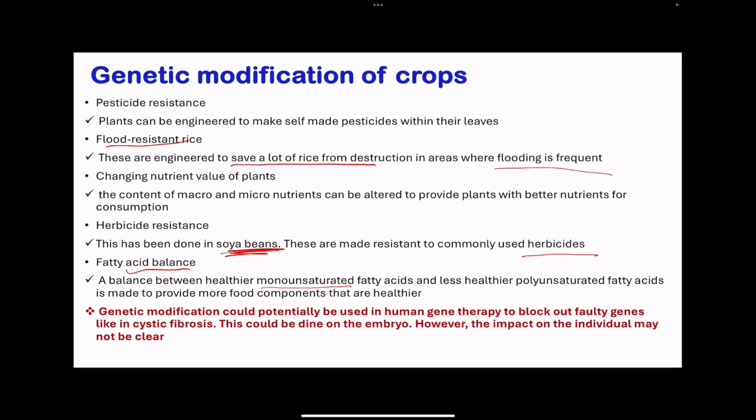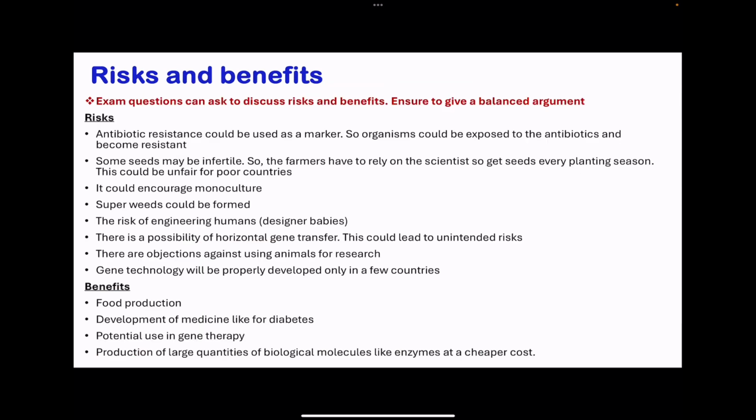And there is potential of using genetic modification in therapies to overcome health issues like cystic fibrosis. If there is a possibility of altering the genetics of an embryo, then we can produce an individual who does not have the genetic condition. Next, we look at the risks and benefits of genetic engineering.